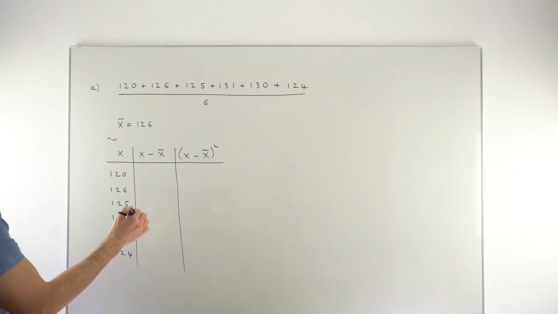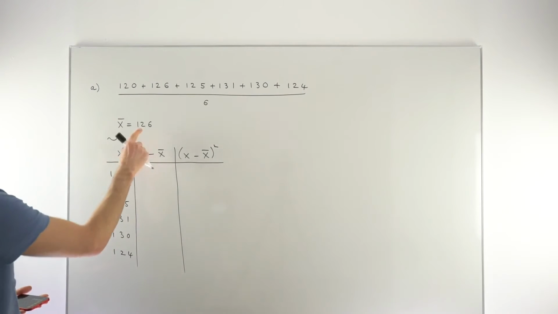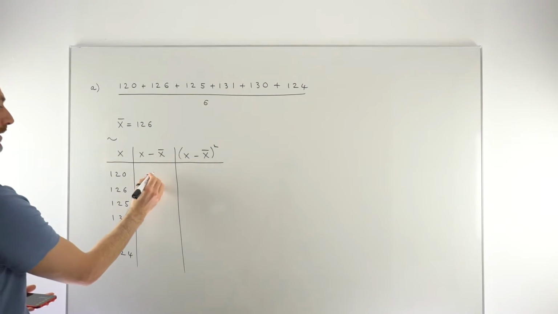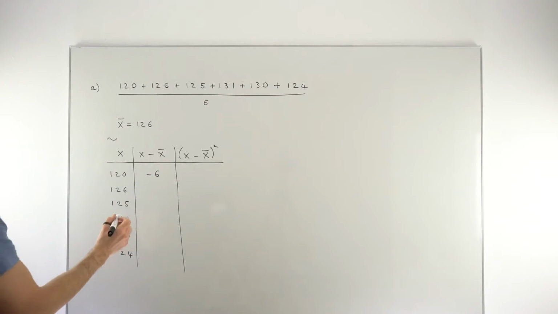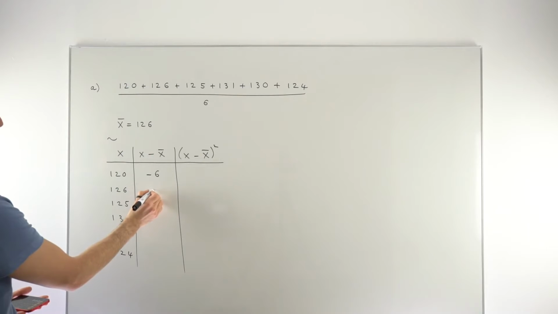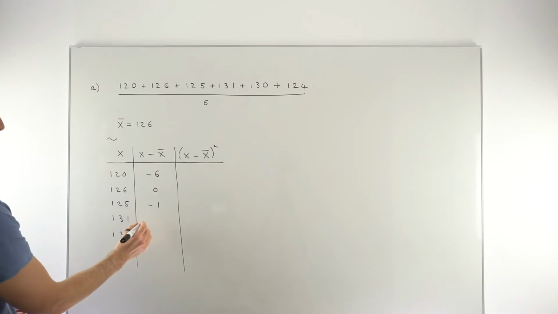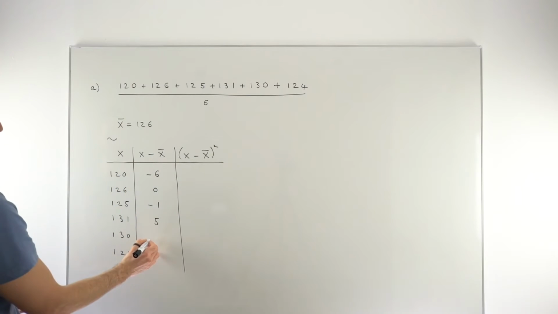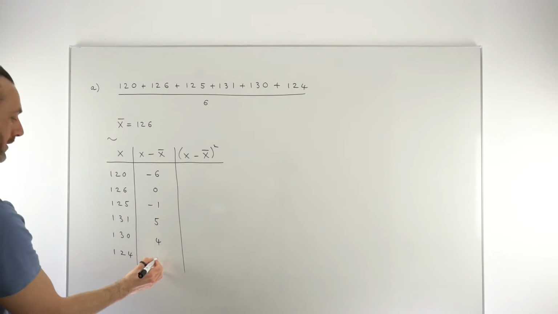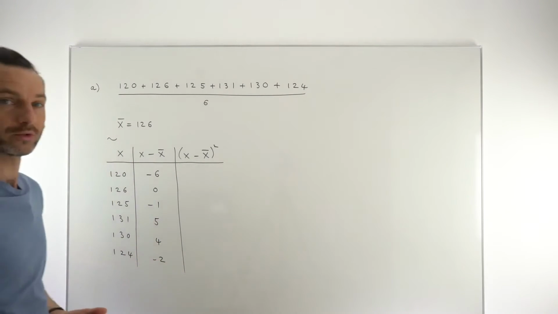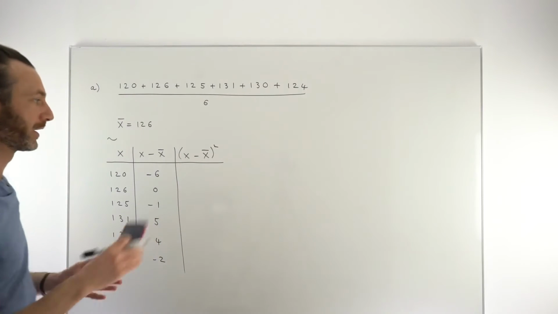And then we're doing x minus x bar. So this number minus 126. In the first case, that would be negative 6. A lot of these you can do manually if you're careful. This would be 126 minus 126, which is 0. 125 minus 126 is negative 1. This would come out to be positive 5. 130 minus 126 is positive 4. And then 124 minus 126 is negative 2. You just got to go through this carefully. You can usually do them without the calculator.